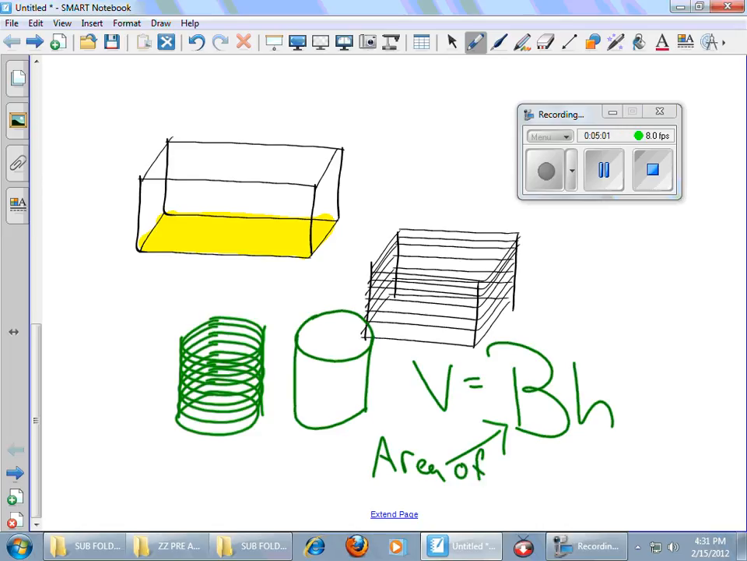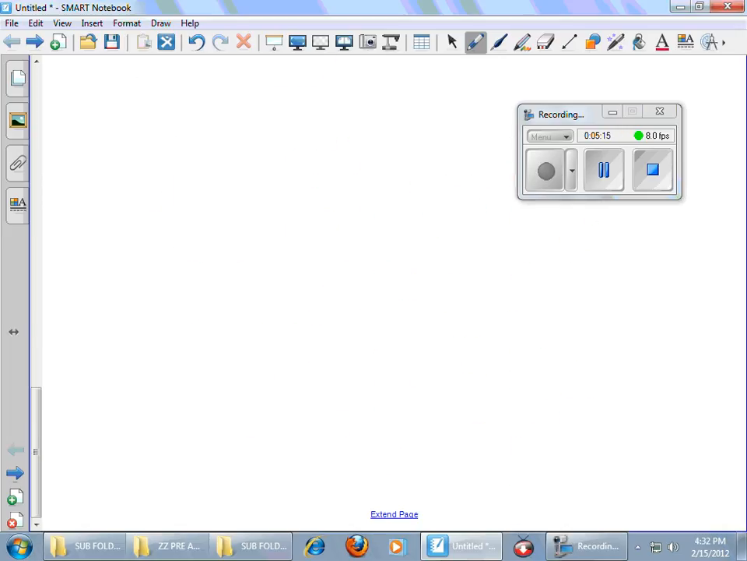Area of the base. So in a cylinder, the base is a circle. I'll find the area of the base. In a rectangular prism, the base is a rectangle. I'll find the area of that rectangle, and I'll multiply by how tall it is. So let's look at an example here. Let's have a rectangular prism like this.